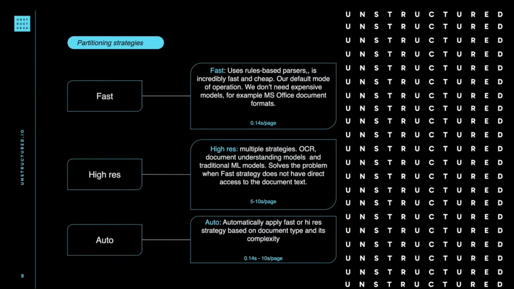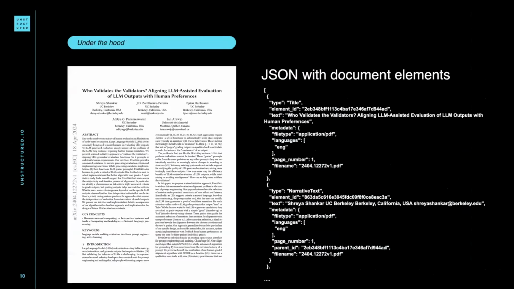And we offer an auto strategy, in which case we automatically select which partitioning strategy to apply depending on the document type and complexity. And I wanted to show you this. What do you get when you actually partition a document? On the left side, we have a page from an arXiv paper. It's a PDF.